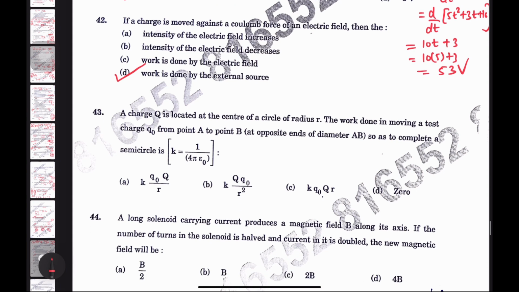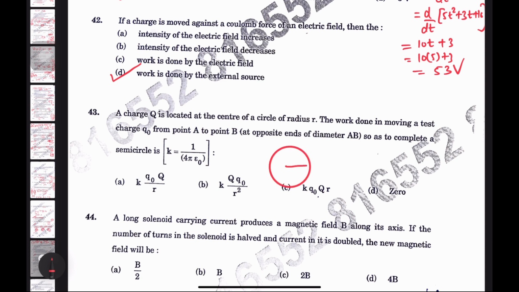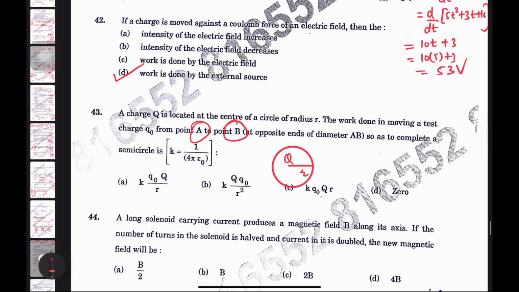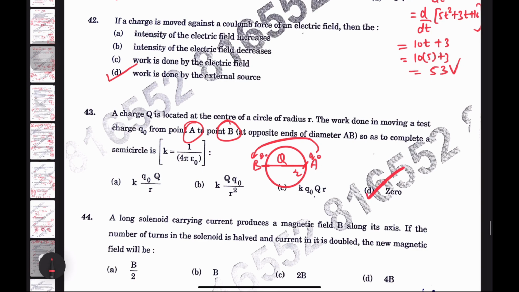Then in question number 43, we have a charge Q located at the center of a circle of radius r. So this is the circle of radius r, and capital Q is placed at its center. Work done in moving a test charge from point A to point B, where A and B are opposite points on the diameter. When we move a charge Q naught from A to B, no work is done, because work done in moving a charge over an equipotential surface is zero. So zero is the answer.